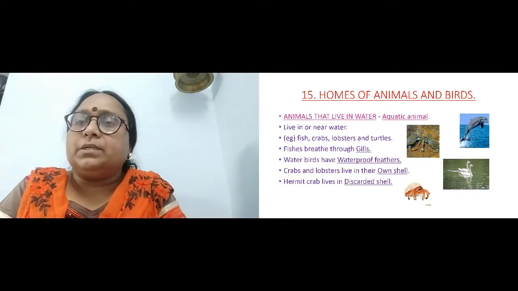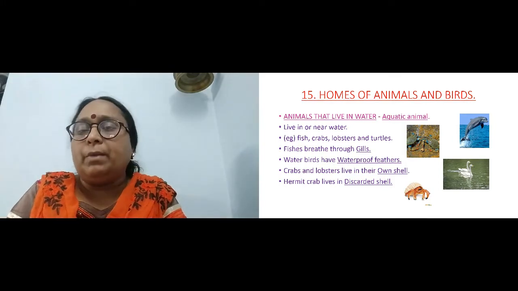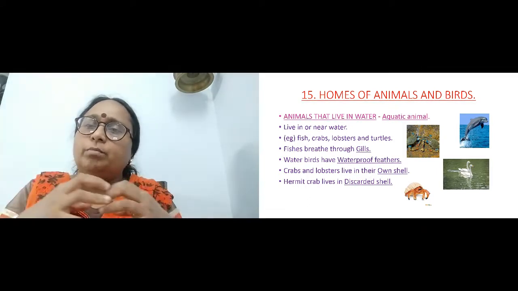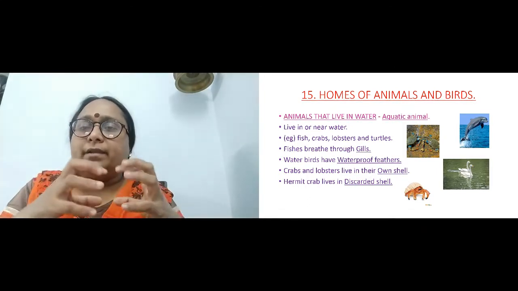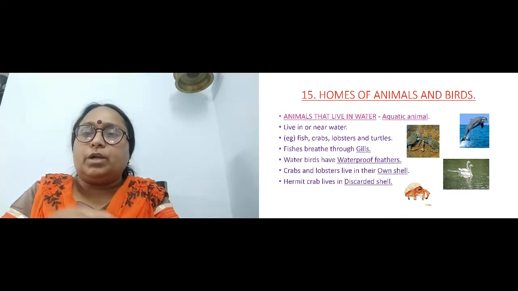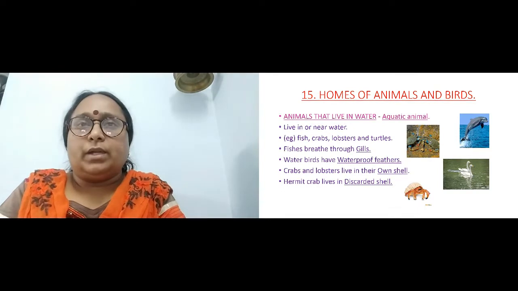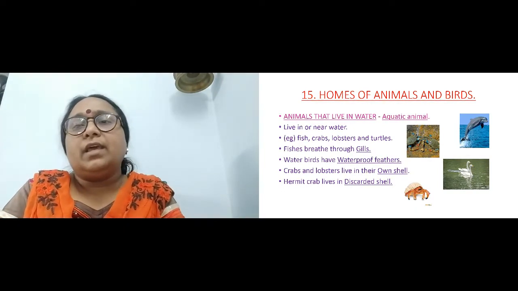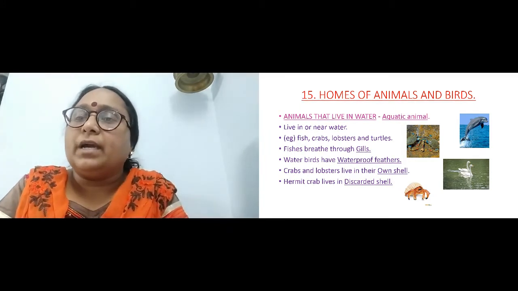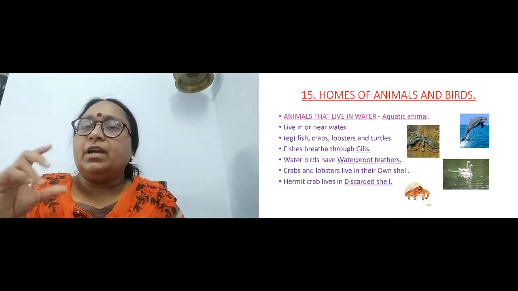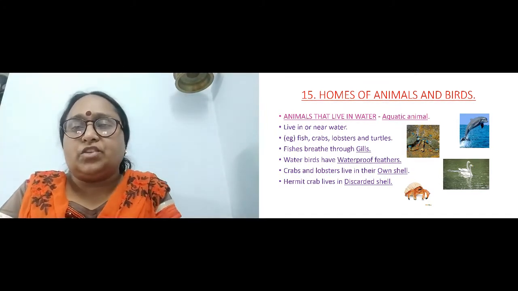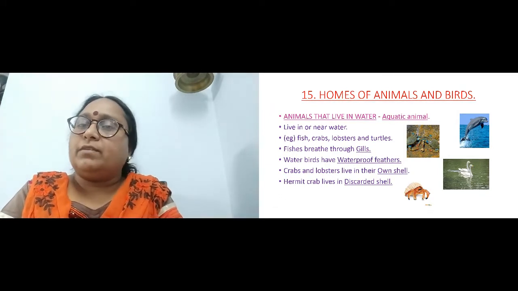And when you see water birds, that is, birds which swim in water, their feathers will be waterproof. They don't become wet in the water and get stuck. So waterproof feathers help the water birds to swim in the water. Then crabs and lobsters, they live in their own shell. Crabs, you have the picture, first picture, it is of a crab. So you find them having a shell, and the body is protected by this thick shell. Even lobsters have their own shell.